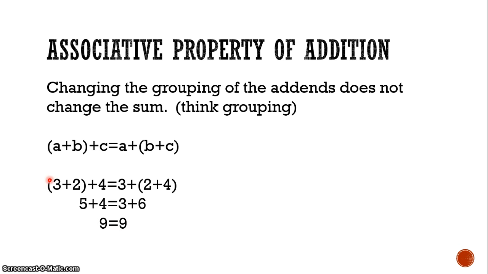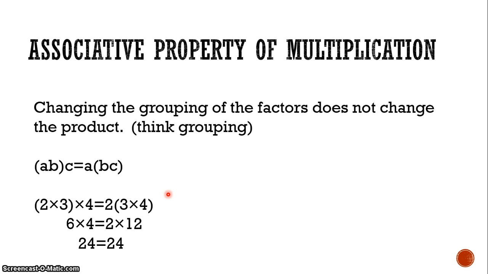So all I really did here is I had the set of these parentheses. Instead of having them around 3 plus 2, I moved them to 2 plus 4. So it really doesn't matter which set you do first. So that's what the associative property of addition is all about.